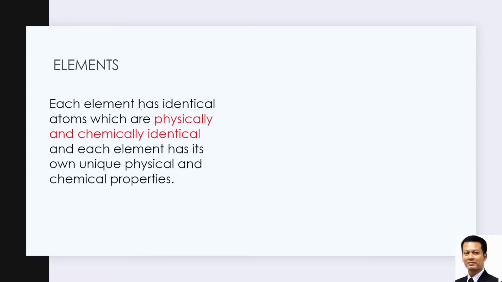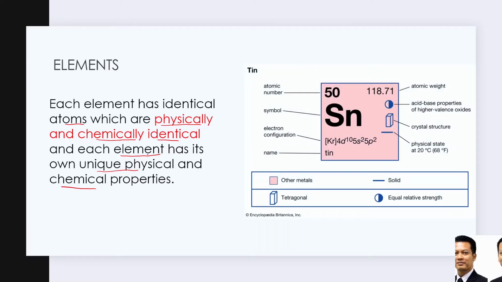Each element has identical atoms which are physically and chemically identical. The properties are identical. And each element has its own unique physical and chemical properties. So, for example, stannum. Stannum here is an element. Let's look at the physical state at 20 degrees Celsius. If it is stannum, the physical state at 20 degrees Celsius is solid.